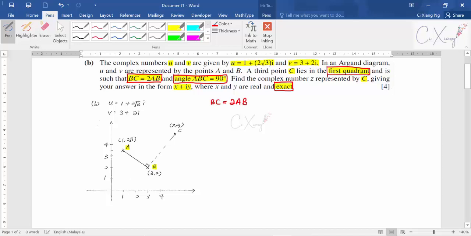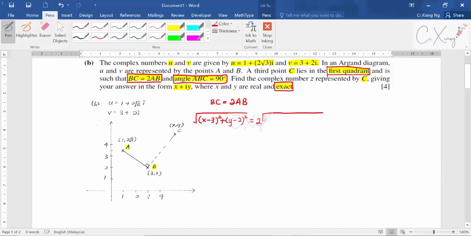Okay, so I let C as point (x, y) because I don't know what the value is, right? So I let C equal to (x, y). To get BC, the length of BC, what is it? You learned it before, right? The formula: square root of (x minus 3) squared plus (y minus 2) squared. And it is equal to 2 times AB.